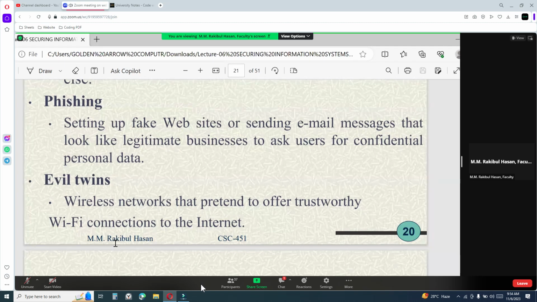You have to check the authentication or the settings policy of that Wi-Fi facility, and then use it. Otherwise, not. This is nothing but the evil twin: a wireless network that pretends to offer a trustworthy Wi-Fi connection to the internet. It pretends to be trustworthy, but actually it is not. While you send or receive any data or information, they can easily track what you are sending or receiving.